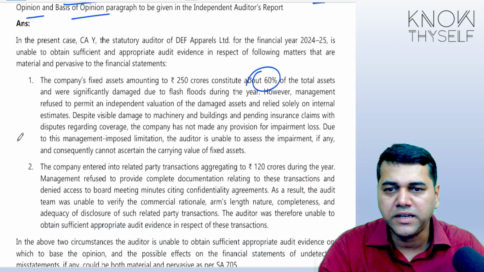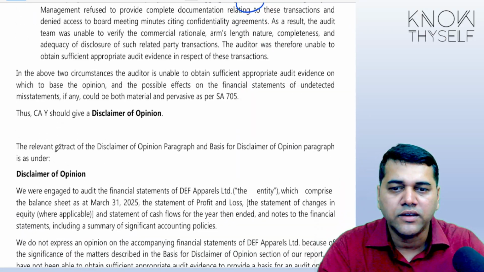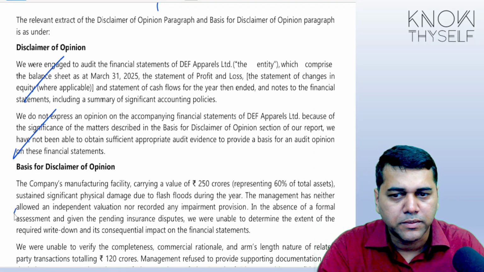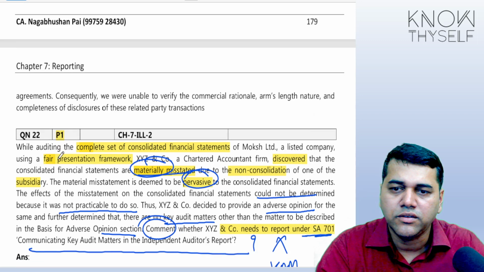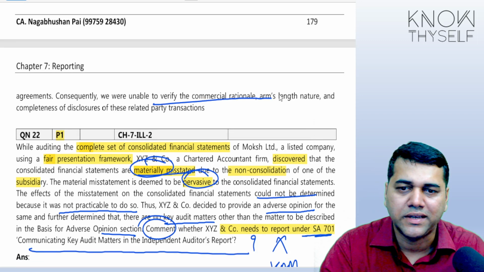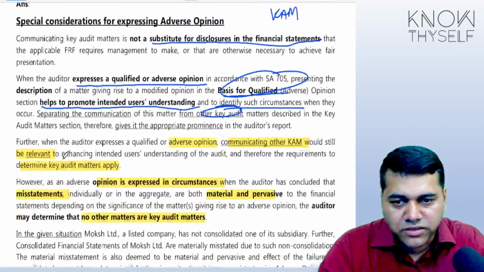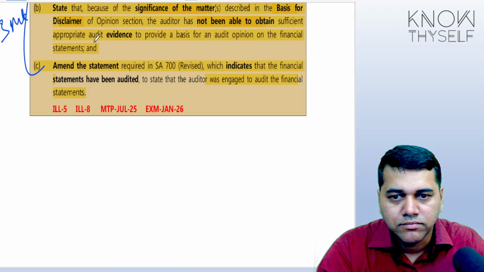So, first you explain the reason why you are giving a disclaimer. The big amount and all, you say, and you say disclaimer. Opinion is clear, this and this para, and on the basis we are unable to verify this completeness and so on. Consequently, we are not able to get the arm's length price and all. Some story you will write. I hope students, it's fine. Going through Q&A is very good.